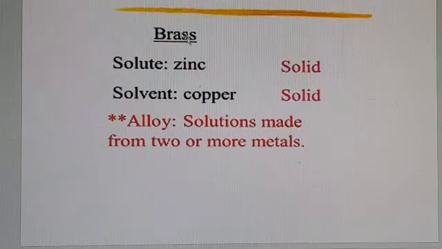Coming to the next example, brass. To make brass, zinc plays a role as a solute and copper as a solvent, and we get a solution, brass. Here, the word alloy: solutions made from two or more metals are called alloys. In the further lessons, we are going to see what is meant by alloy. This is just for your information that I have mentioned here.